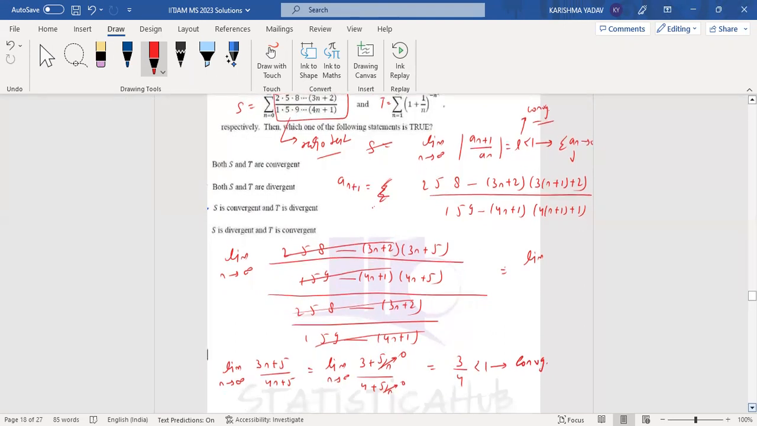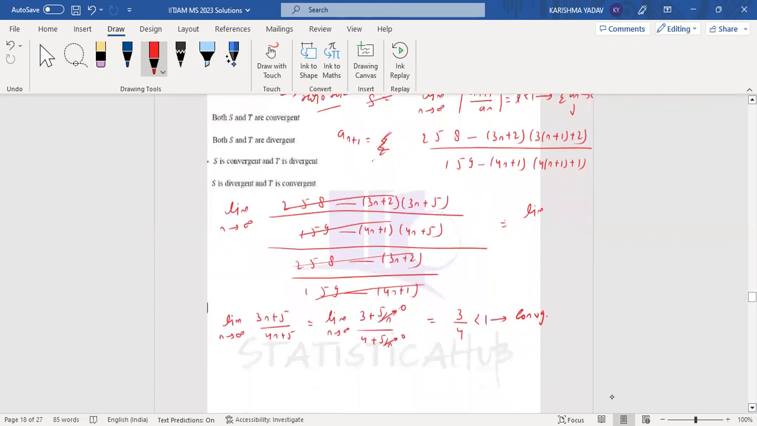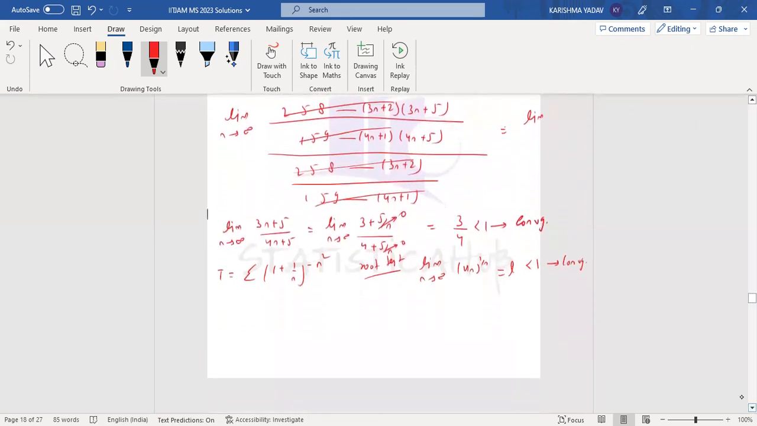For the convergence of T, we have T, that is the summation of (1 + 1/n) to the power minus n squared. So we will apply the root test here. In the root test, we take limit n tends to infinity of u(n) to the power 1 by n. If its limit L is less than 1, then it will converge. So let's apply it here. My u(n), or you can say a(n), is this here.